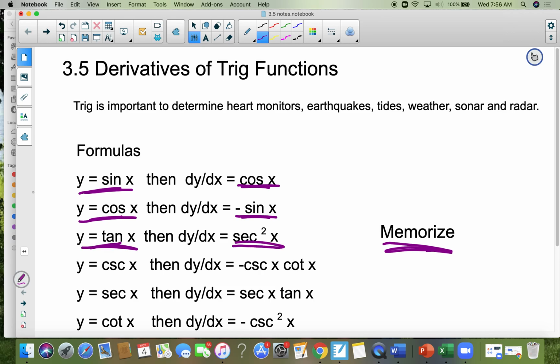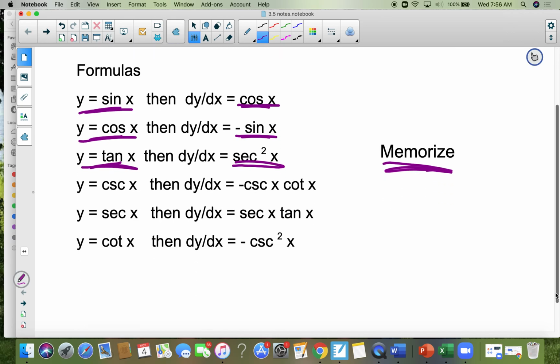Tangent of x, secant squared x. Cosecant of x has that in it, negative cosecant of x, cotangent of x. And then secant of x also has secant of x, tangent of x. And then cotangent of x is a negative cosecant squared.